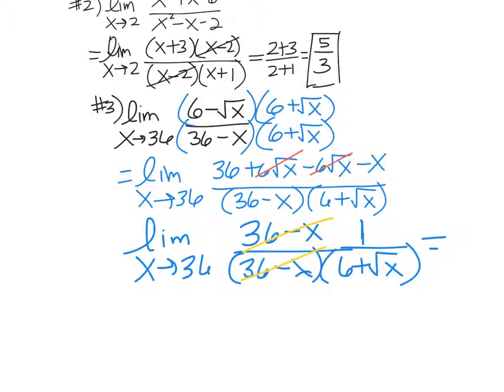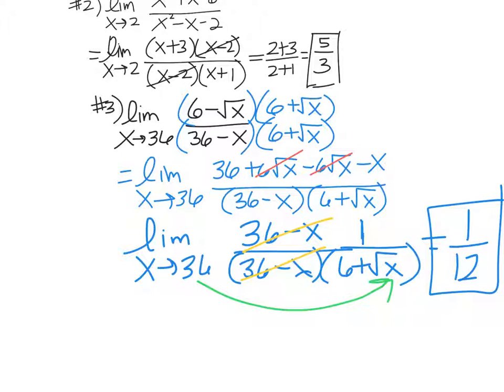Now you go ahead, use direct substitution. Don't forget to do that step. Plug 36 into here, and your answer is 1 over 12. Yeah, square root of 36 is 6. And so 1 over 6 plus 6 is 1 over 12. Pretty good? You like that one?